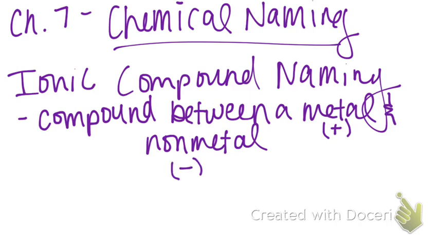Okay. So when we say we're dealing with ionic compounds, we're naming compounds that are a metal and a non-metal, or a positive and a negative. Okay. A cation and an anion. You remember which ones are cations? Positive, right? They're positive. Okay, cations are positive. So metals are cations, non-metals are anions.